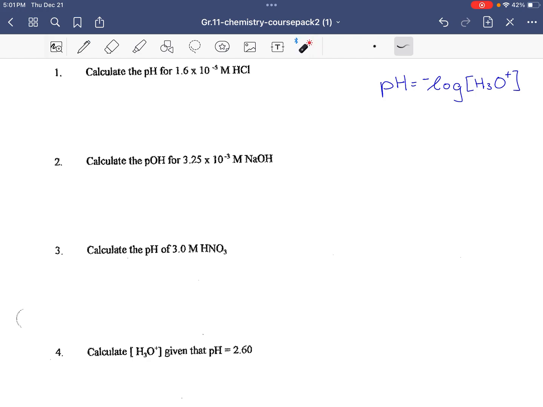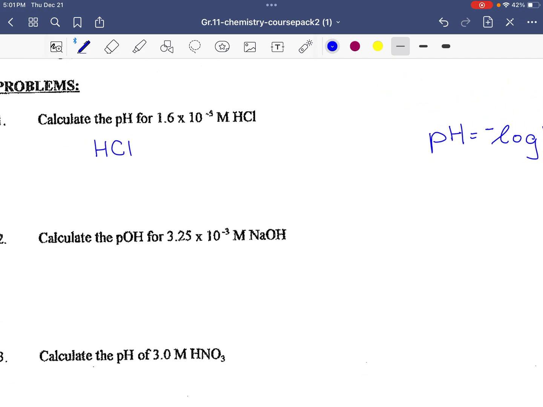So let's take a look at this question right here. What is the pH of 1.6 times 10 to the power of -5 molarity of HCl? First, let's take a look at HCl. And what does HCl do when in water, in an aqueous situation? Well, in an aqueous situation, HCl, being the proton donor that it is, will donate a proton to H2O to give you H3O+. And of course, chloride ion is the other thing that you'll find in this solution.